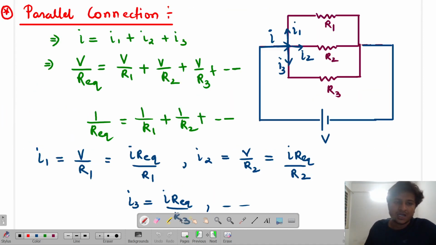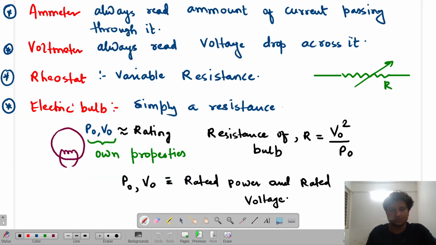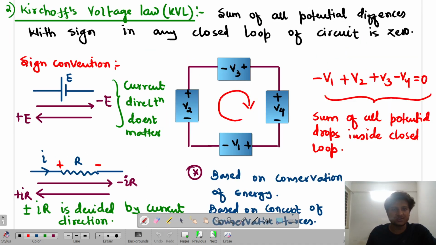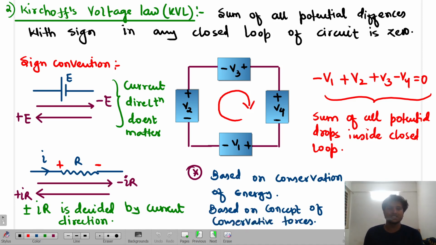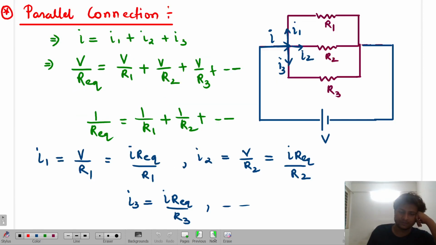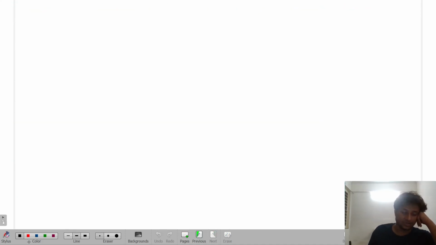Okay, so let us combine all our concepts and do some problems. So these are the slides which we are always going to use to solve any kind of circuit combination or closed circuit, whichever we give. These five slides are very, very important. So let's take one example.